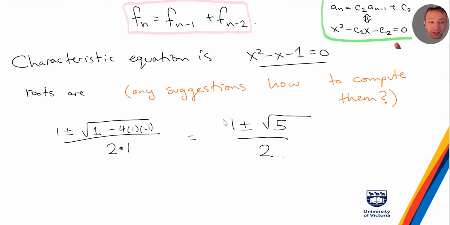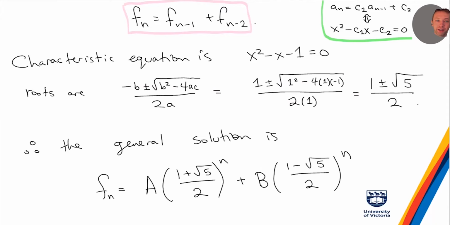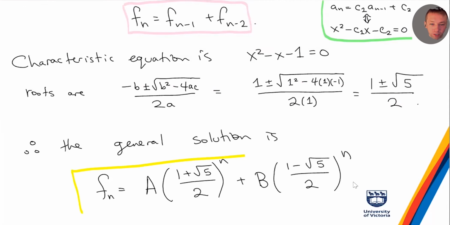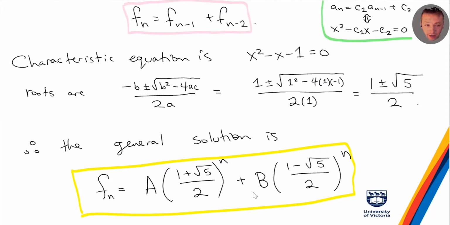So now the general solution, we've already got the general solution. It's that quick. The general solution just looks like this: f_n is of the form some number a times our first root to the power n, plus b times the other root to the power n. And here, remember, it's important that the roots are different. If I had a repeated root, I would have had to do something different. But this is the general solution. That's the end of it.